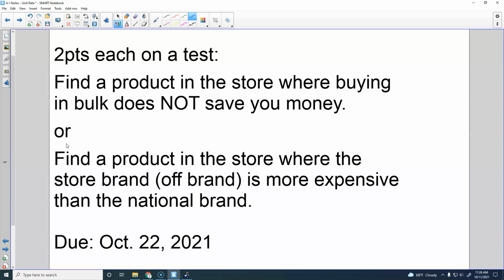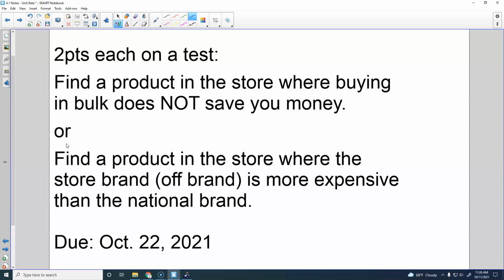I give this every year. I hardly ever have any kids do it. It's unlimited. It might take you a couple hours to walk through Walmart and find a bunch of them, but if you can find a bunch of them, it will add 2 points for each one to your test.